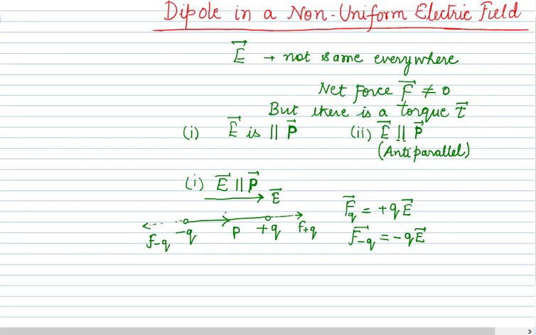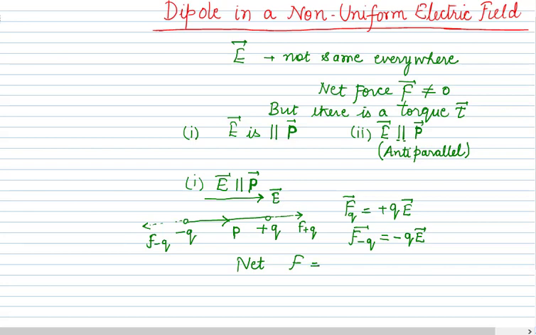So as you can see, F plus Q and F minus Q are opposite, but they may not be the same because the electric field is not uniform. So this is how we can show the two forces which are acting in the opposite direction but are not the same. Now we calculate the net force which is acting on this dipole.